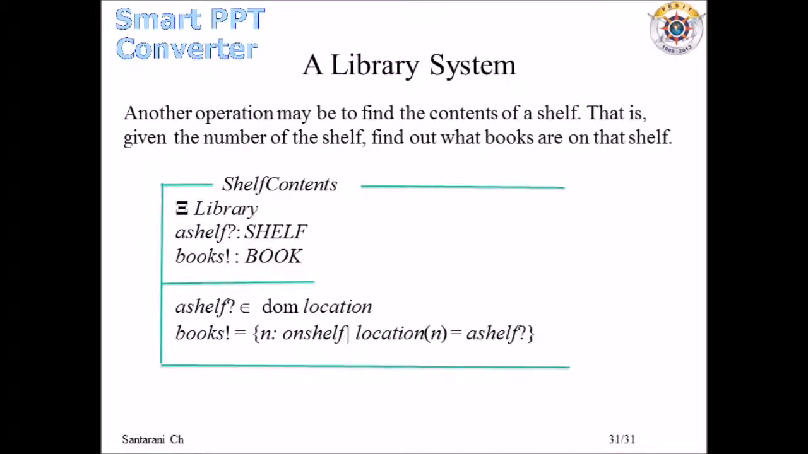Another operation may be used to find the contents of a cell, and it may be defined like this. Here also we need to find what the cell contains, given a cell location or a cell number. It also makes no change to the library system, so we use the Xi symbol and we define these types and functions in order to check for the books.